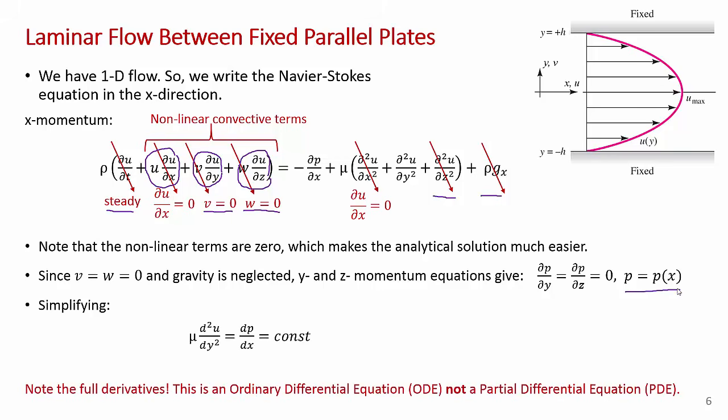So now we can simplify this whole thing. The only terms that remain are the viscous term, the mu d²u/dy² term, and we have the pressure gradient term. And so you can simplify this. Note now that I've put this in full derivatives because u is only a function of y and p is only a function of x. So we have converted our partial differential equation into an ordinary differential equation. I'll talk on the next slide about why this is equal to a constant.